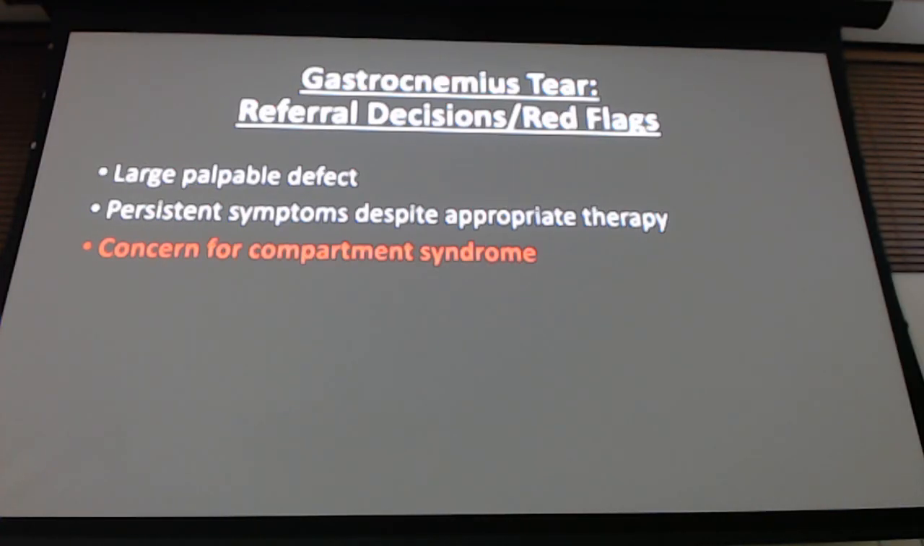Okay, especially if they're over the age of what? 30. Okay, good. So referral decisions again, large palpable defect, as we said before. You feel it, you fall into that cavity, or that crater if you will, and you feel that defect, you need to send them, okay? Persistent symptoms, you're treating somebody for a prolonged period of time, they're not getting better. In fact, they seem like they're getting worse, and they get some level of atrophy like you saw in that picture, you send them, okay? And obviously concern for compartment syndrome.